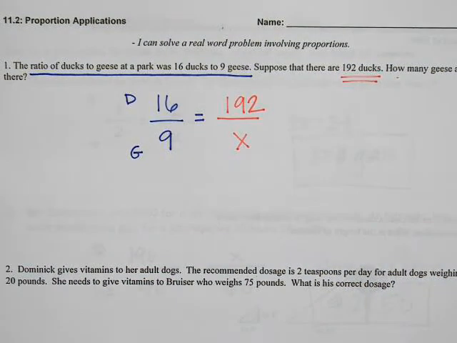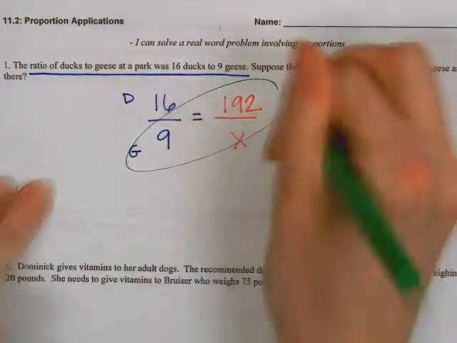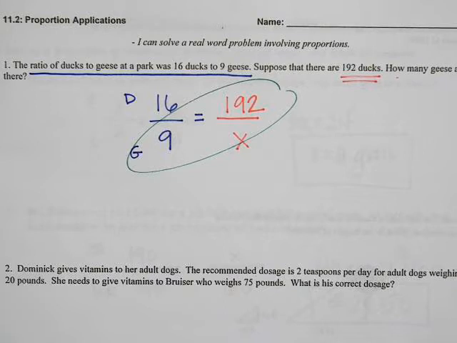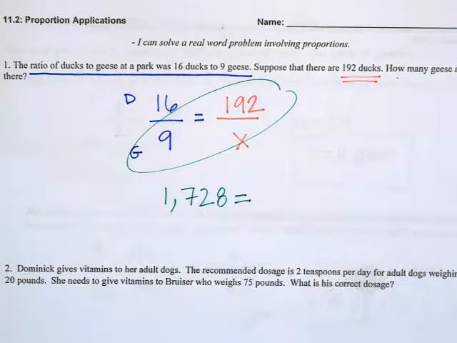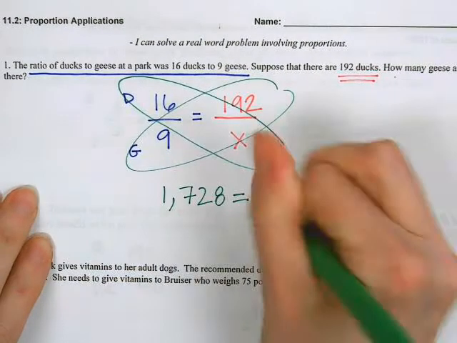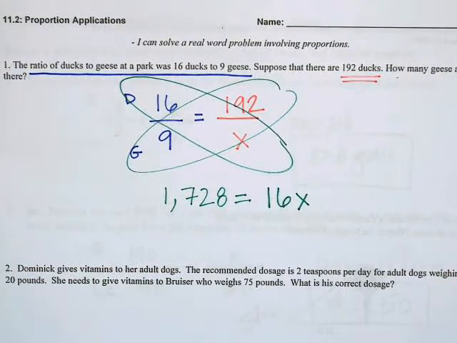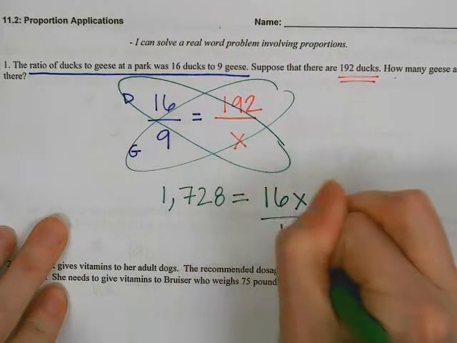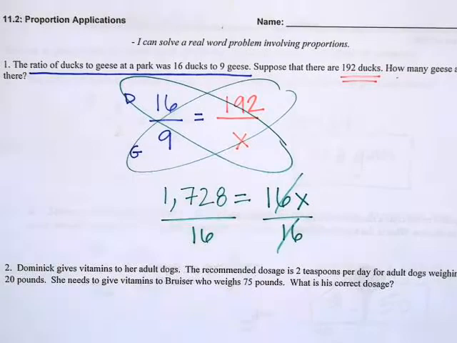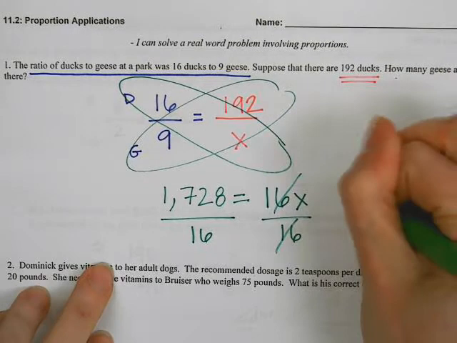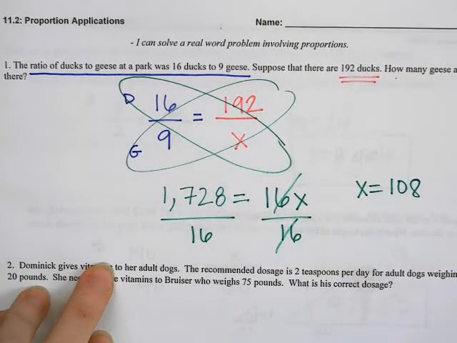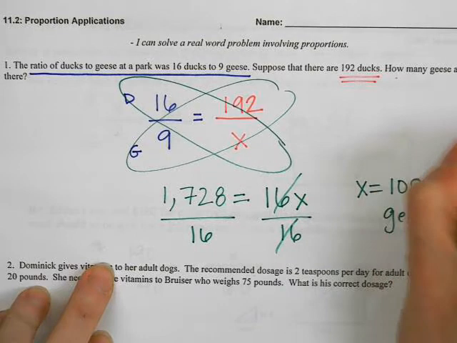Okay, and then these are going to be really easy to solve. You're just going to cross multiply like we did on day one. So 9 times 192 is 1,728 equals, and then 16 times x, remember, is 16x. And then to solve for x, we just divide both sides by 16. So 1,728 divided by 16, you guys should get x equals 108, and then you're going to have to put the word, this is geese.